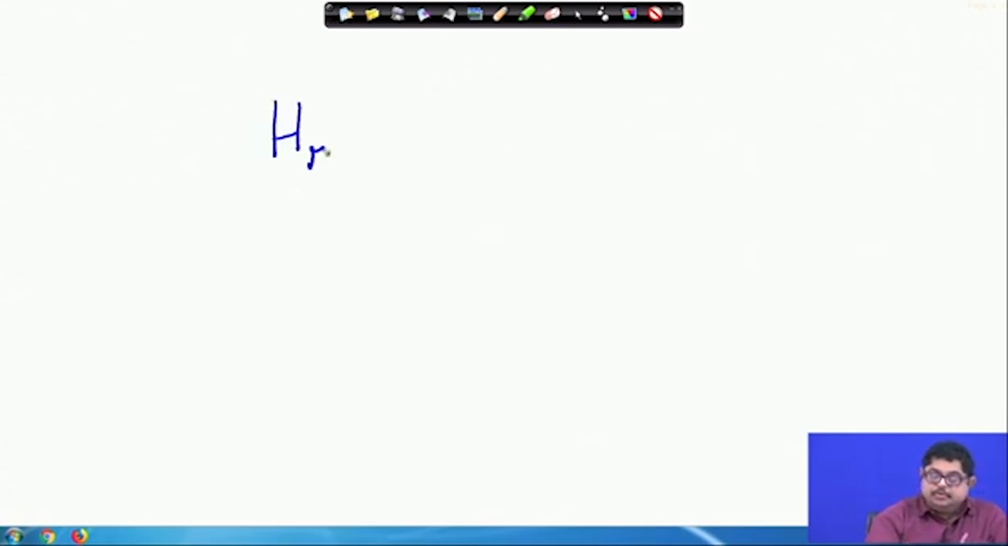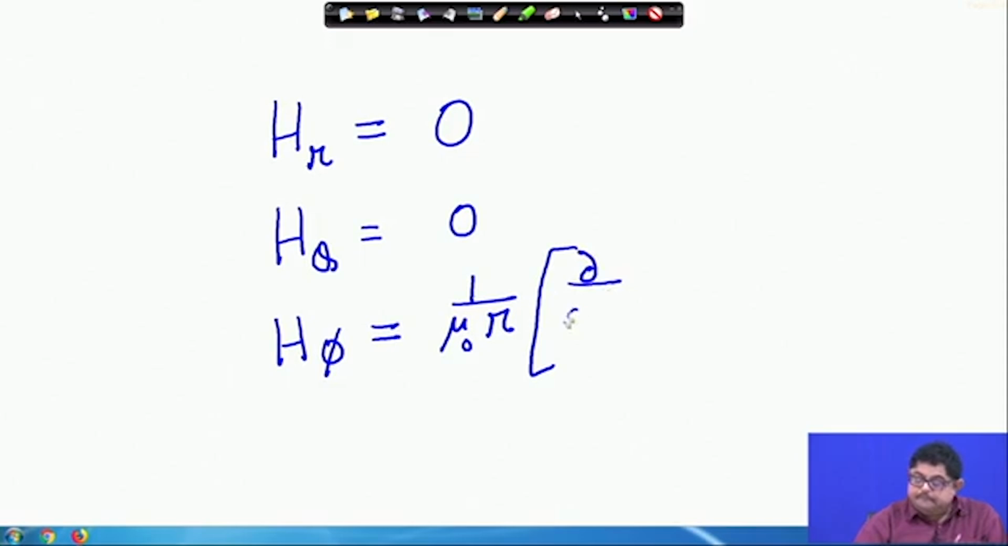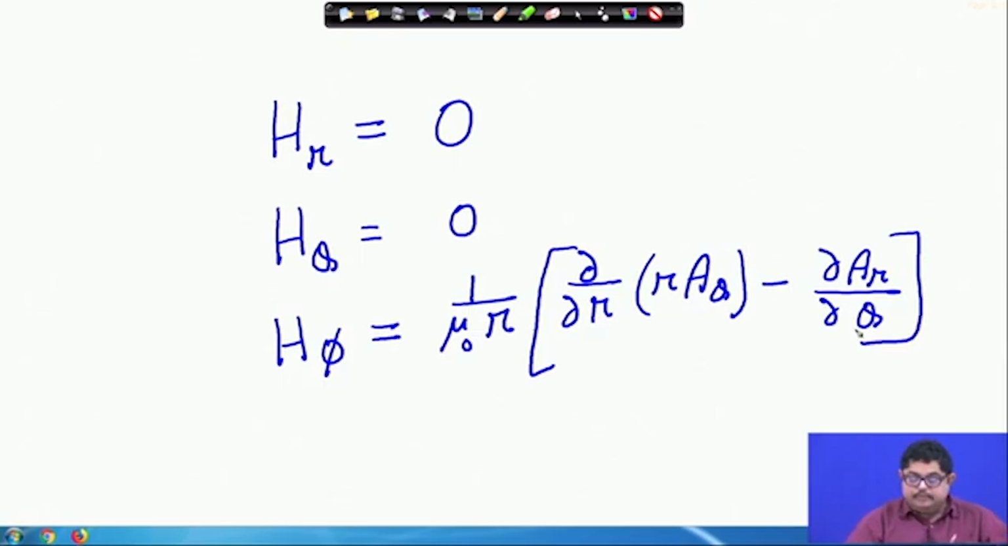So, you do it. I am now writing the results. The H r component will be 0, the H theta component will also be 0, but H phi will be given by 1 by mu naught times this expression. If we evaluate it, we can find out this value.